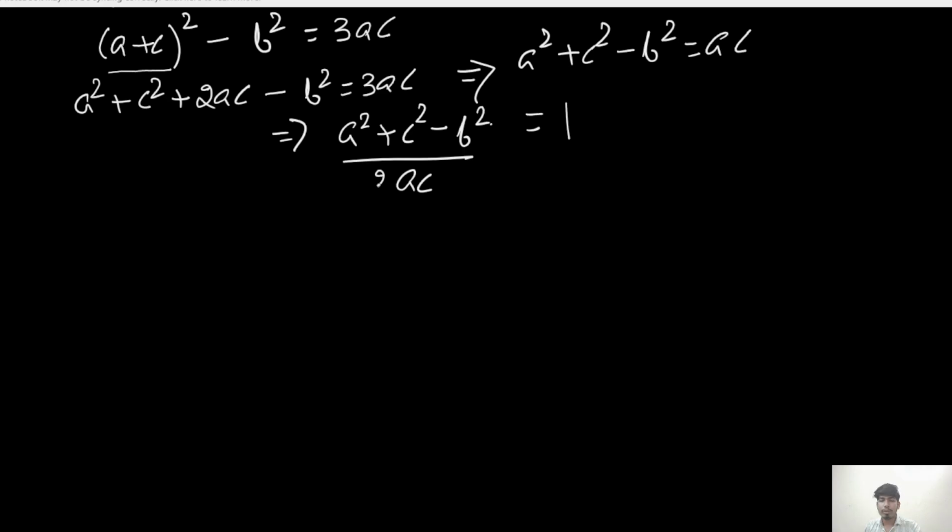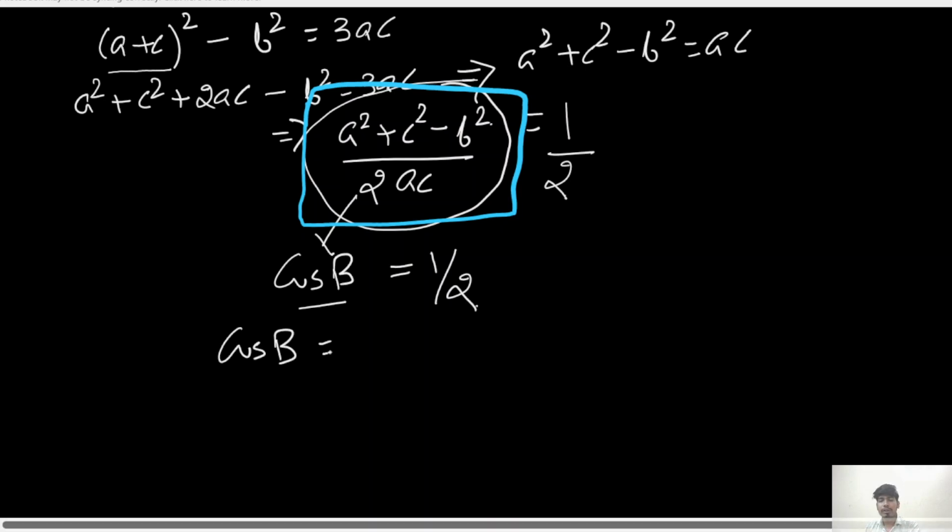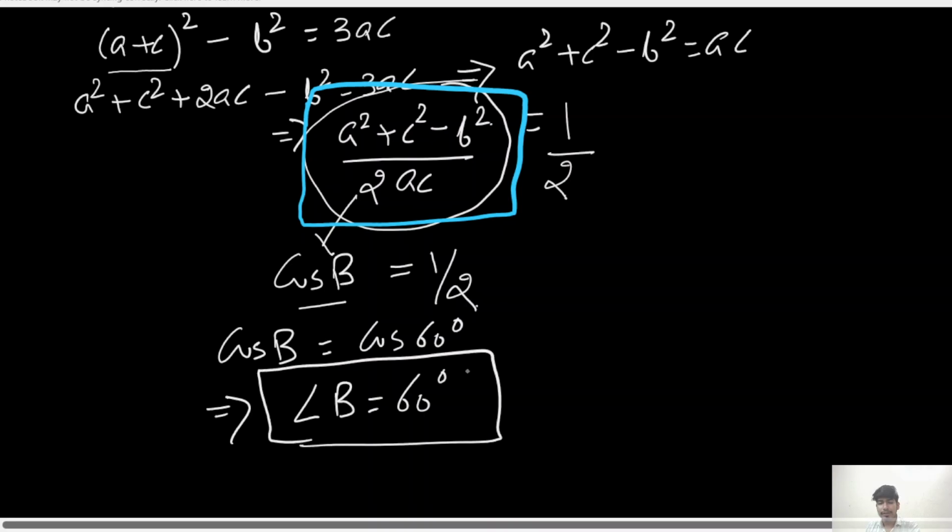Then divide both sides by 2, then here 2ac, and here 1 upon 2. And see students, this is the value of cos B, because we know cos B's formula is (a square plus c square minus b square) upon 2ac. So cos B is half. Then at what value of theta is cos half? Cos of 60 degree. Then angle B is 60 degree. Okay students, so in this question, angle B is 60 degree.